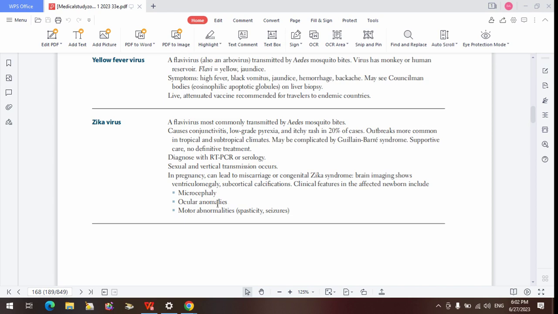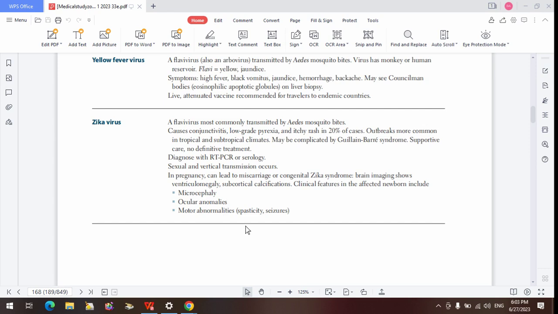These babies have a head that looks like anencephaly. It's like they don't even have any brain. If you look at the pictures online, you can check congenital Zika. It's like they don't have a brain. The ventricles are enlarged, but the brain matter itself is reduced. That's the reason why they have microcephaly. And there are ocular anomalies, they can't see because of optic atrophy, and motor problems like spastic seizures and paralysis.